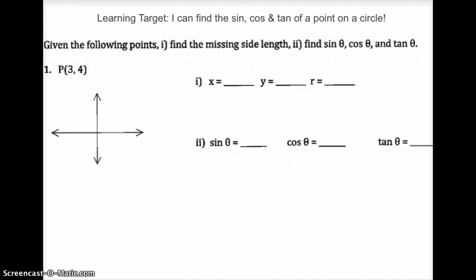So the first thing when I'm given a point, okay, here's the directions. With the given point, find the missing side length of the reference triangle, and then find sine, cosine, and tangent of theta. So the point 3, 4. I have to go over 3, up 4, and I get the point.